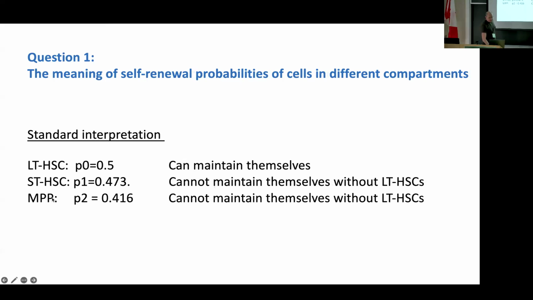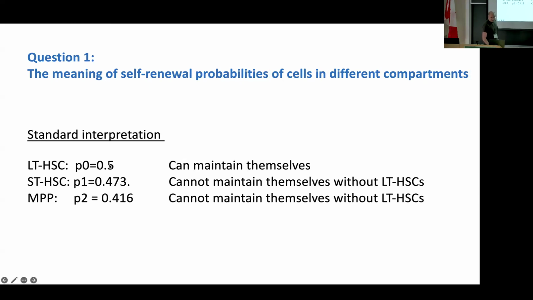So that's clear. Then what I want to concentrate on is the measured self-renewal probabilities of the short-term stem cells and the MPPs, and these are less than 0.5. And this makes sense. The common notion is that the long-term stem cells maintain the system. So if you cut those out, the interpretation is that those won't be able to maintain the blood system because their self-renewal probability is less than 0.5. So the whole system would just go extinct if you remove that.